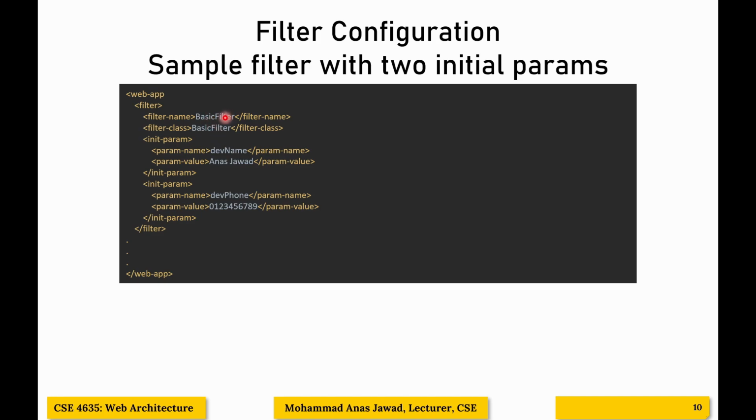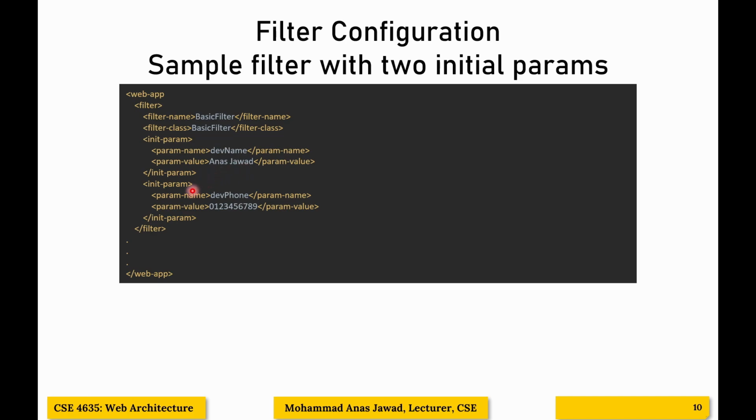filter called basic filter. Now, whenever we are registering a filter like this under the filter element, we can define another element called init param element. This init param element can be used to define any number of parameters that we want to define for that specific filter. So in this case, we are using a single pair of the init param element to define this parameter called devName, and we are defining the value of devName as Anas Jawad.